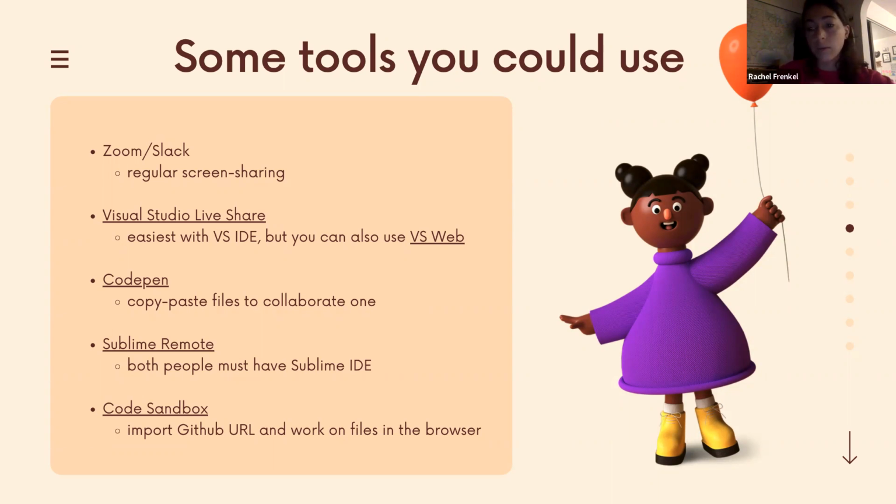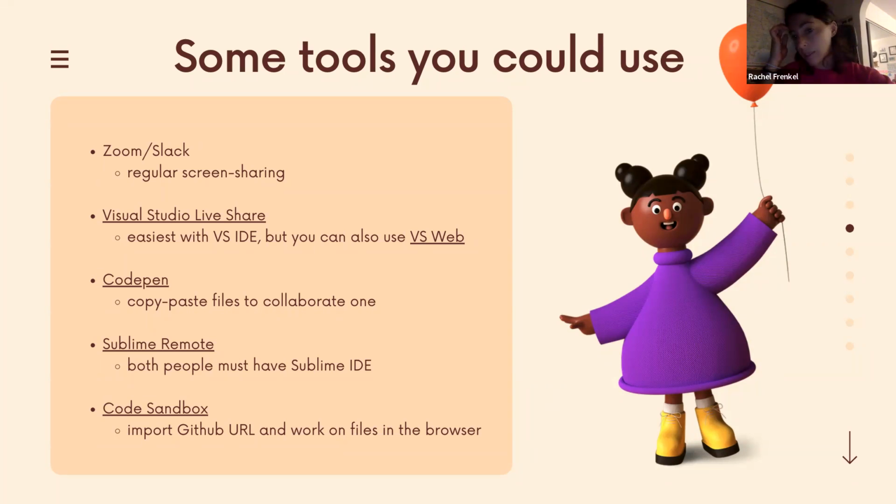Sublime Remote has access to your actual IDE if you both have Sublime. In Code Sandbox, you can import a GitHub URL and it gives you access to those files. If you don't have a membership, the free version only allows you to do public GitHub repos. So if you go for that one, that's great, but if you don't pay for membership, you'll only be able to use it in a public repo.